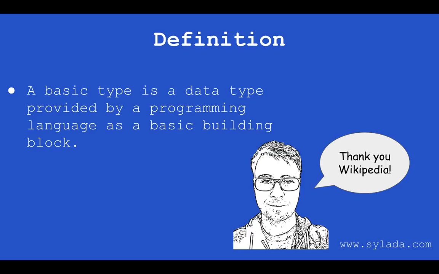Essentially what this means is all programming languages come with basic data types that are used by programmers for just about any kind of functionality that they're building. It would be impossible to program anything without them.